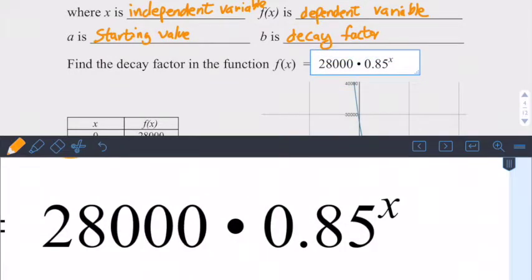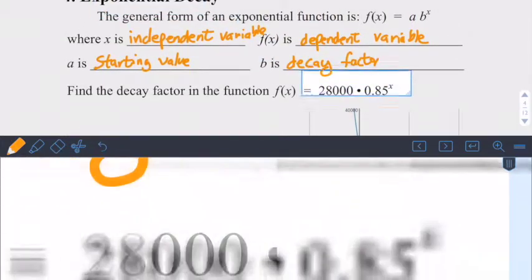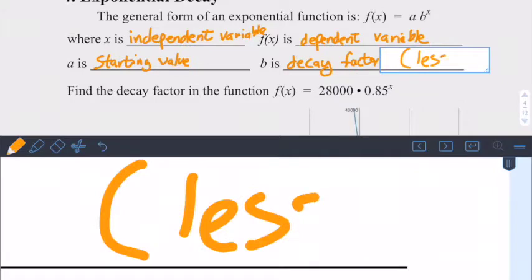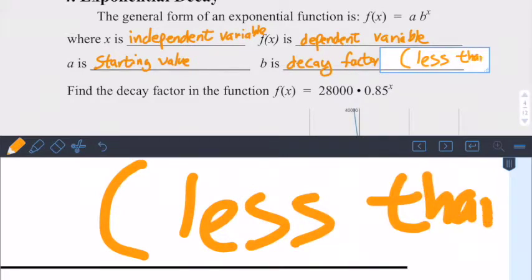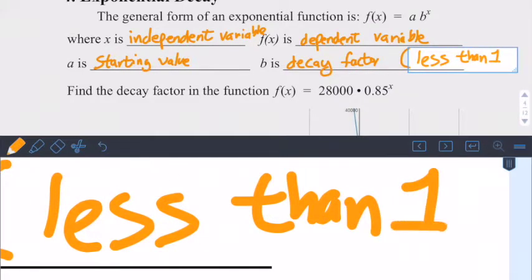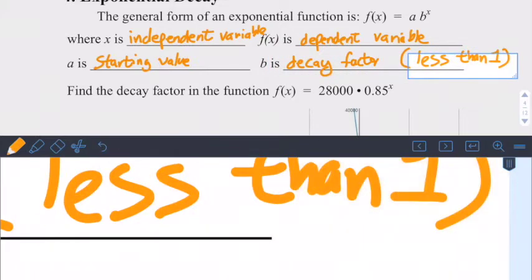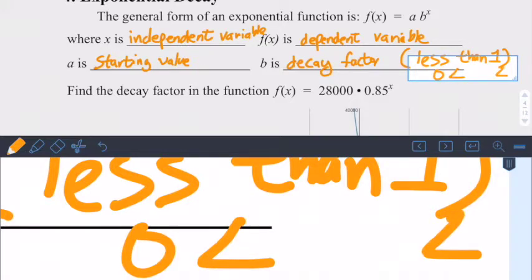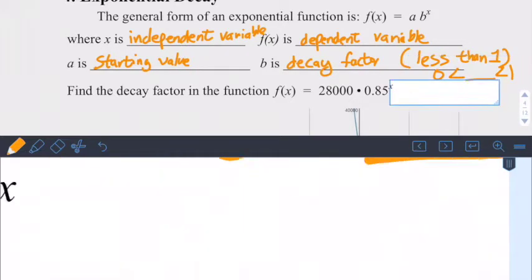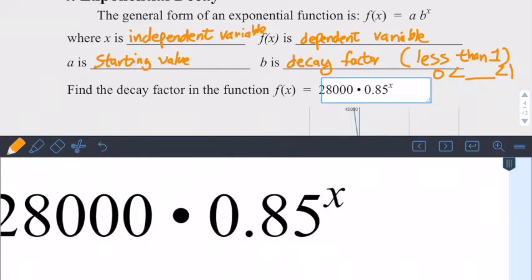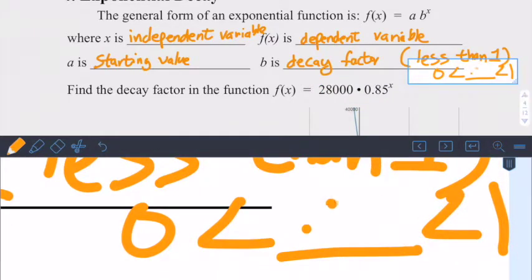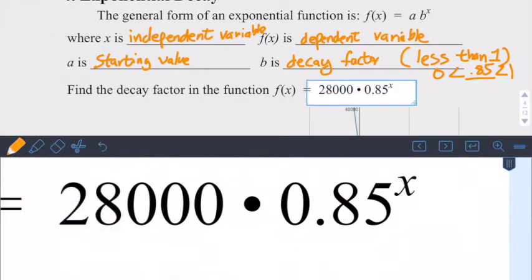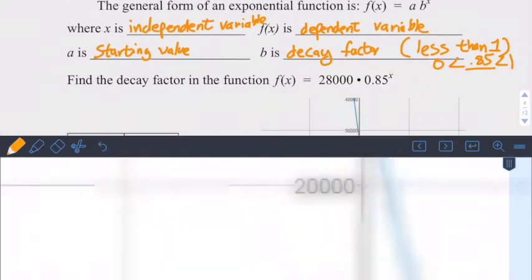So the difference is in exponential decay, our decay factor is going to be less than 1. More specifically, it's going to be between 0 and 1. Okay, so you can see 0.85 is less than 1, right? So 0.85 fits this criteria, so this is going to be a decay factor.